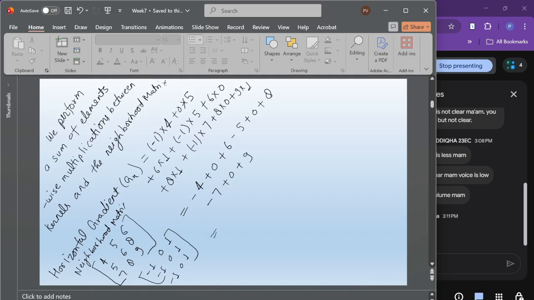Okay, so now if you add and subtract all these values, you will get 7 here. Okay, the horizontal gradient, you will get the 7. Now similarly, we need to calculate the vertical gradient as well.